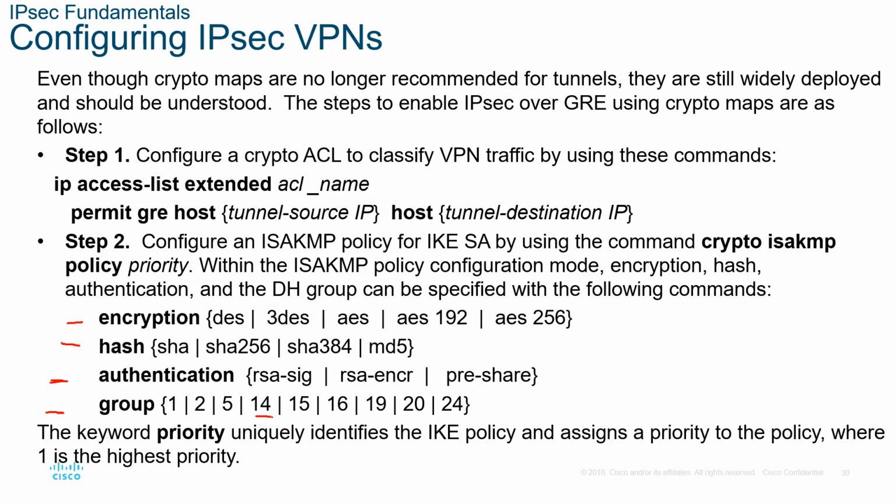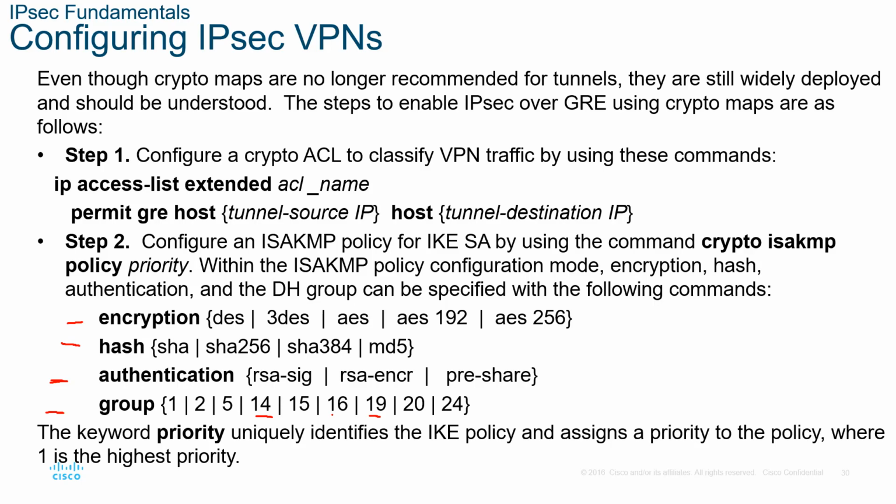14 is the lowest you should use. 19 and above uses ECC, and this will use a newer level of cryptography. More often than not, I'm using between 14 and 16, so it really just depends. Also, the keyword priority will uniquely identify the IKE policy and assign a priority to the policy, where 1 is the highest level priority if you choose that.